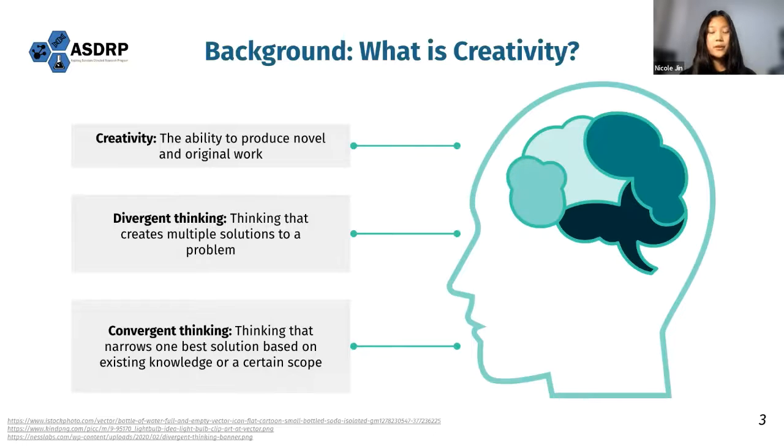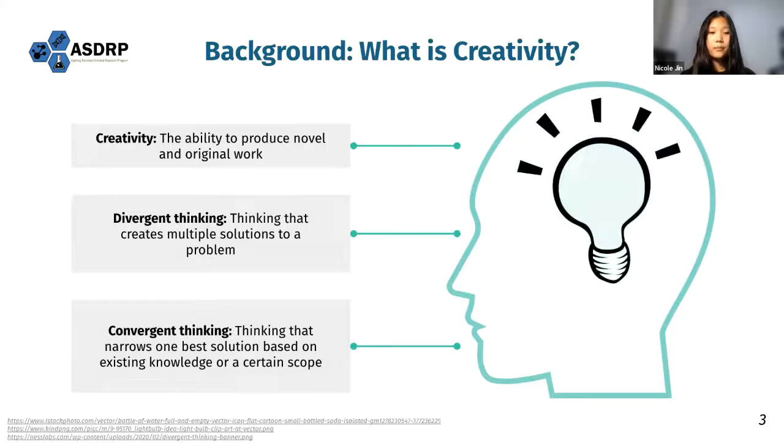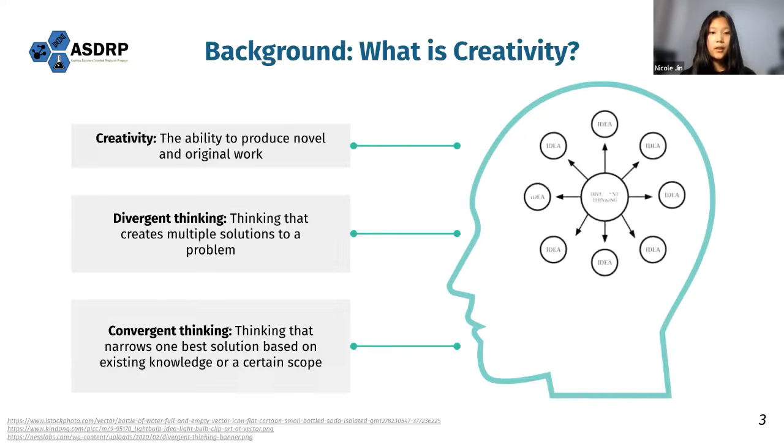Okay, so I'm assuming most of you know what creativity is, but I will give a simple definition. So creativity is the ability to produce novel and original work. So I'm going to be talking about two main components of creativity, which is divergent thinking and convergent thinking. So divergent thinking is thinking that creates multiple solutions to a problem. So you basically have a problem and you think of as many solutions as you can.